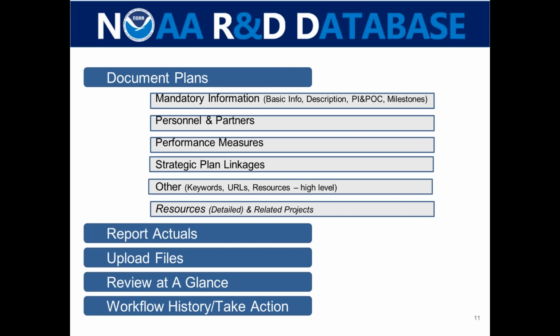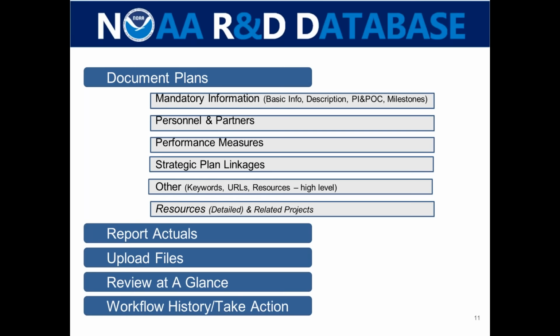When you come in later in the year and you report your actuals, that's in a different section. You can see in blue under Report Actuals, we have an area where you can upload files. And then at the end of your data entry, you can click on Review at a Glance, and there's a text document that summarizes everything and indicates any missing fields. And then under Workflow History and Take Action, that's where the data enterer would hit Submit, or perhaps the project approver would go in. They would click on Review at a Glance and look at the information there, and then go down to Workflow History, Take Action, and under Take Action, they would hit Approve.